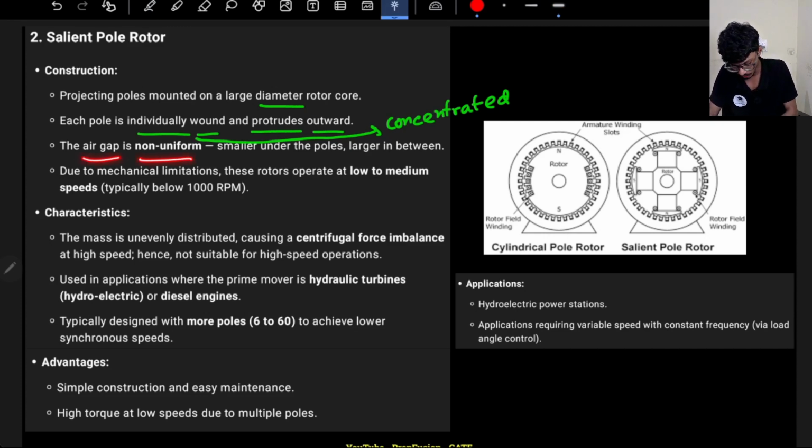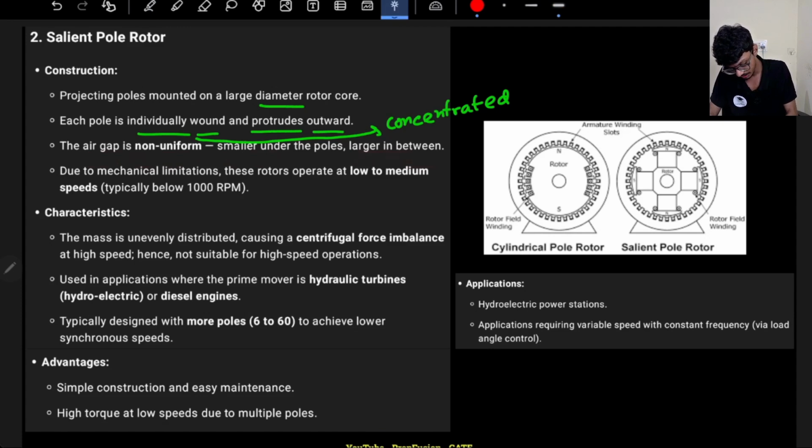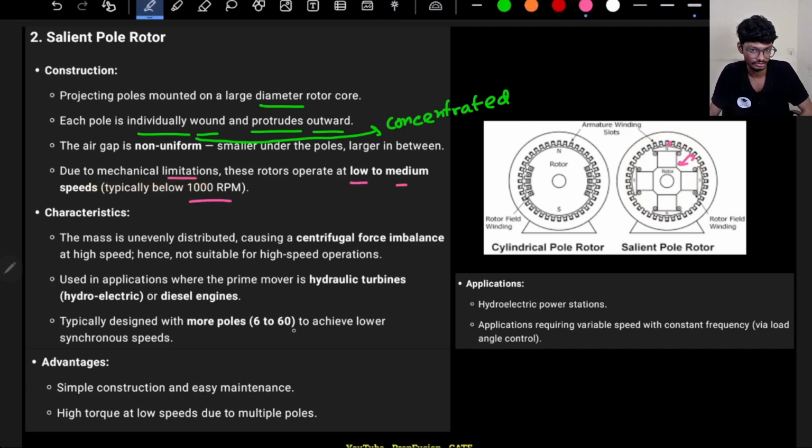The air gap is non-uniform, smaller under the poles and larger between them. So it is very small under the poles but very large here. The air gap is not uniform, and that is a problem. Due to mechanical limitations, the rotor operates at low to medium speed, typically below 1000 rpm. That's why we don't use this in steam power plants, because there the operating speed must be very high.